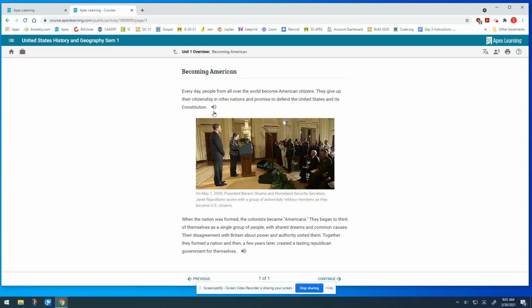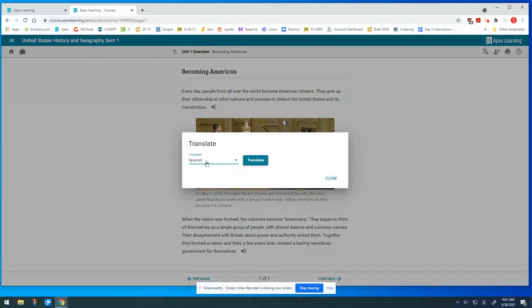Notice here there is a speaker, and watch what happens. So you'll notice that the program will read the page to you. Have it read it to you or read it yourself. You can also go over here and Becoming American. And that will be a way to have it read to you. And you can use this icon and have an opportunity to have the words translated in the language of your choice.